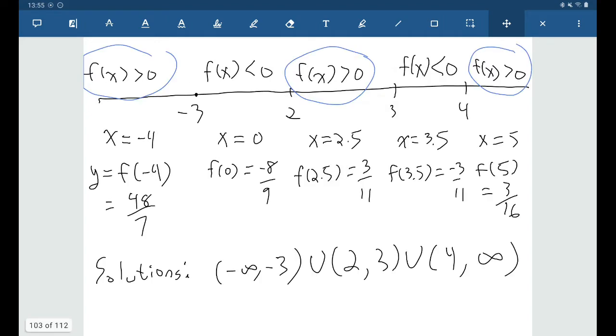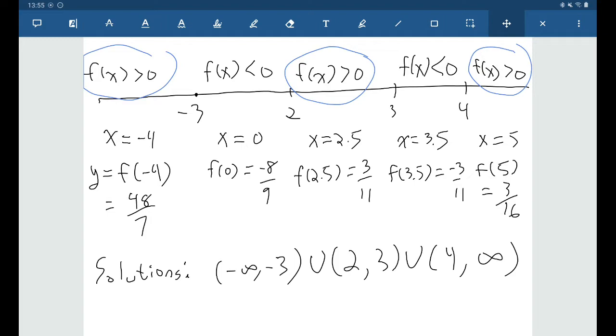Next, we'll put those points on a number line, and then in each of those little intervals, select an x value, and then find out what the y value is for our function. And then based on that, we'll draw our conclusions as to where our function is positive in this case. That's what we were interested in.